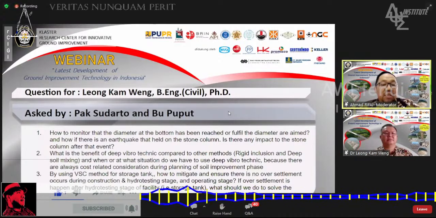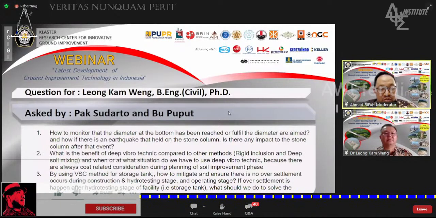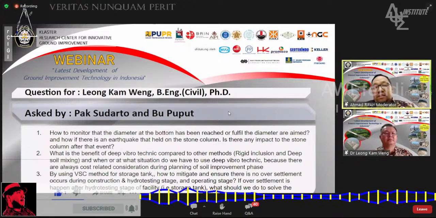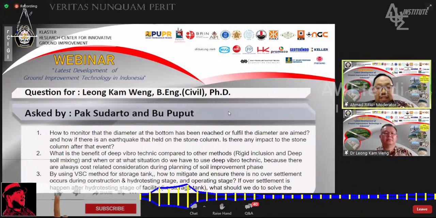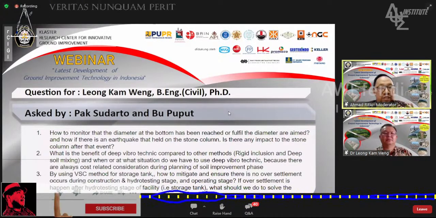The third: by using the vibro stone column method for a storage tank, how do we mitigate and ensure there is no over-settlement during construction, the hydro testing stage, and the operating stage? If over-settlement happens after the hydro testing stage of the storage tank facility, what should we do to solve the problem? I think these are the three questions.